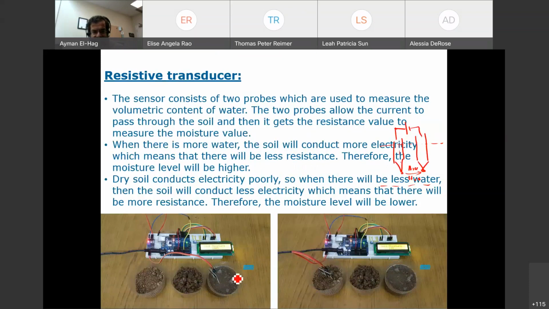And these are just some examples here. This is a soil with a lot of water, and this is dry soil, and this is a very simple circuit. This is your sensor that you just put here, the moisture sensor, and they are using the same Arduino kit that you have, and this LCD to show you whether the soil is moist or dry, using this simple technology.